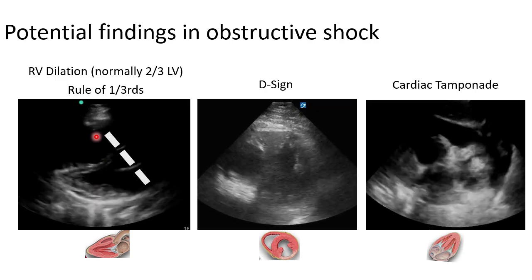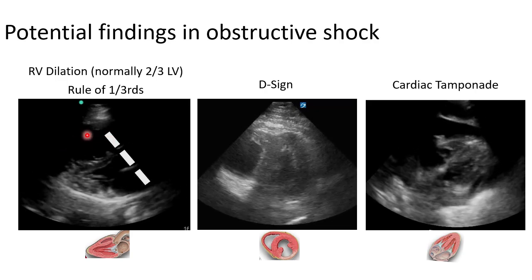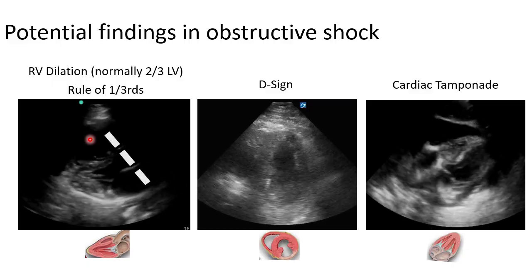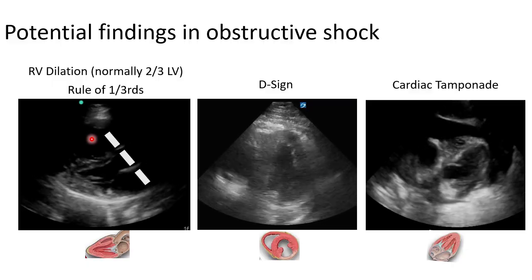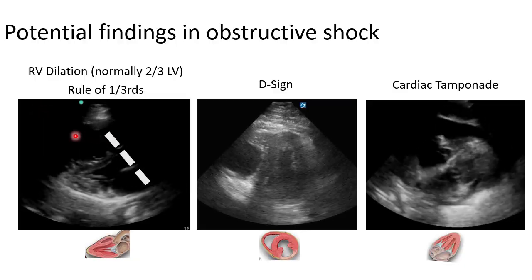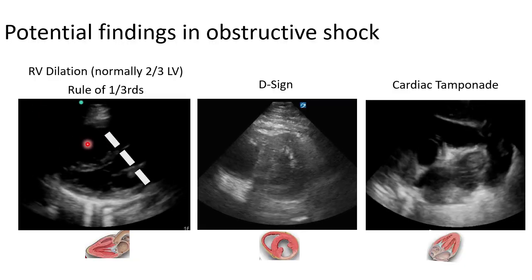This particular image has some significant RV dilatation. Do we know what's going on? No. However, in the setting of hypotension or post-arrest, one thing high in the differential is pulmonary embolism.